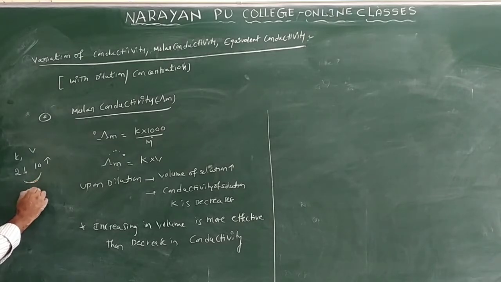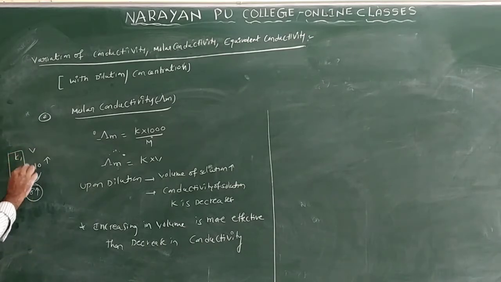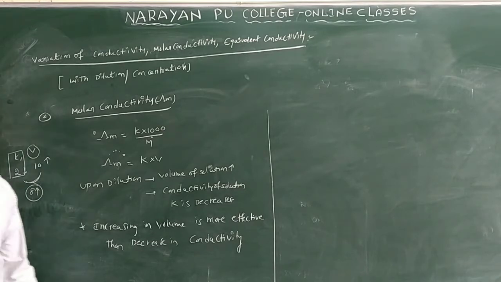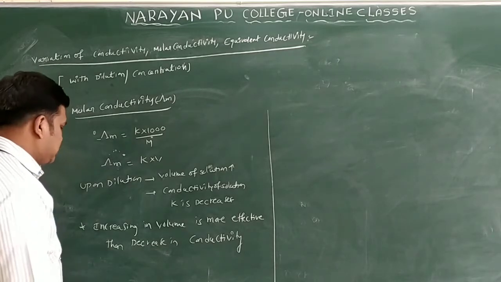What is the overall difference you can take here? The 8 is increasing only. So we need not consider the decreasing conductivity. We have to consider the increase in the volume of the solution only. So upon dilution, what happened? Total volume increases only.